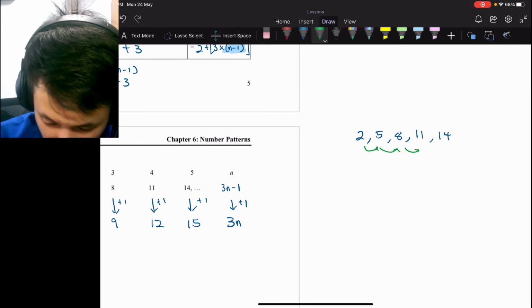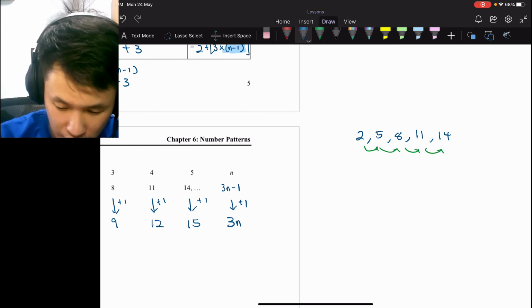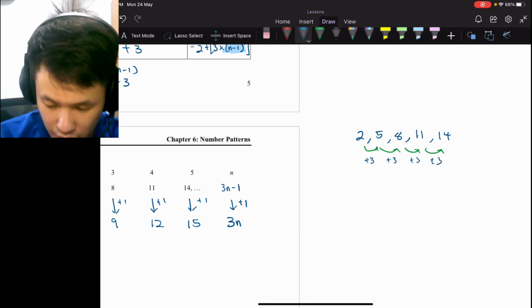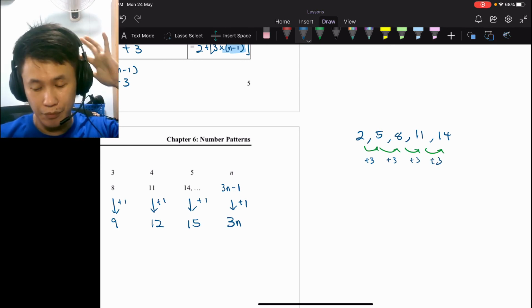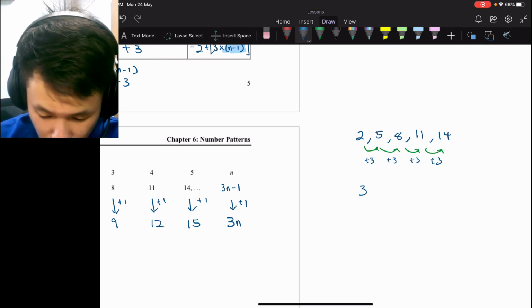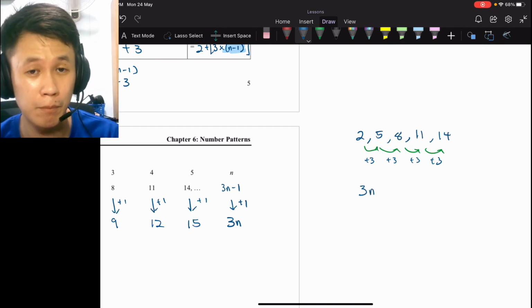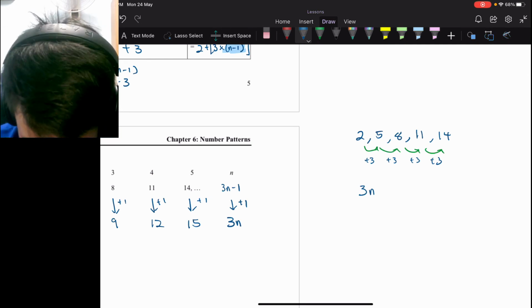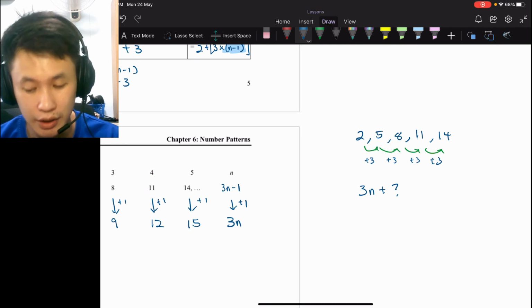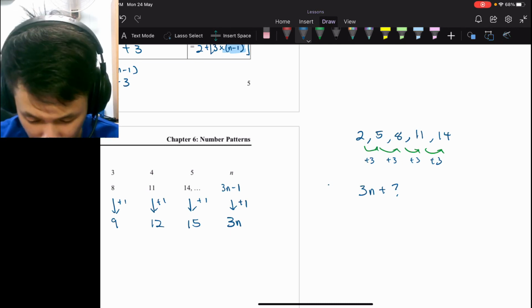So what combines them together? In this case, this is plus 3, plus 3, plus 3, plus 3. Now with this plus 3, I'm going to take the common difference, which is 3, and straight away multiply it to n. 3n plus a question mark. The term now is 3n plus question mark.